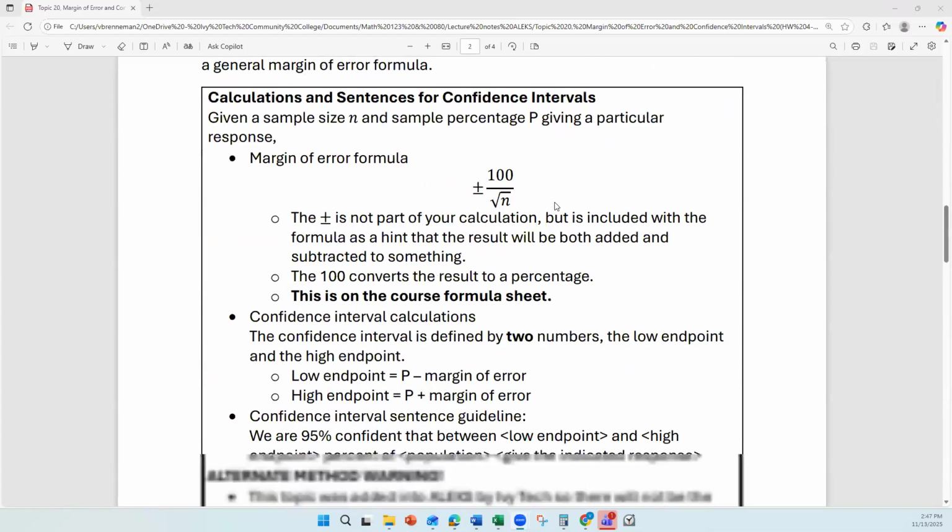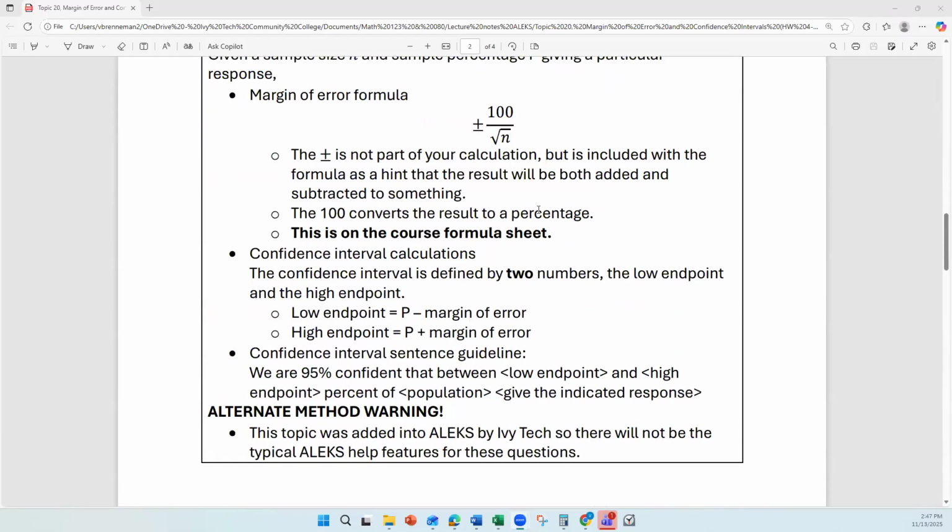So what you are doing is the margin of error is this formula. This is what you have on the course formula sheet that you'll have available on a test. What you need to know about this, the plus or minus isn't part of your calculation. Take that as a reminder that the margin of error gets both added and subtracted to something. The 100 means the result is a percentage. So it's already doing the percent conversion built into the formula. The n is the sample size. So you're told how many people responded or how many people were surveyed. That's n. So 100 divided by square root of n.